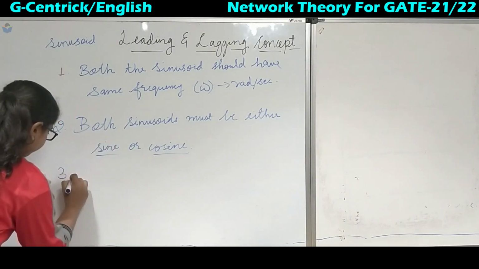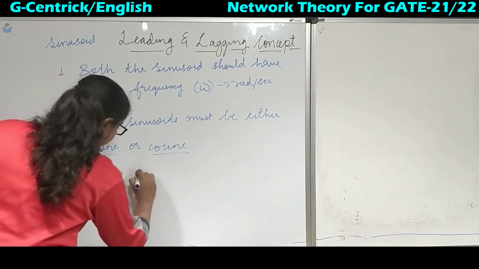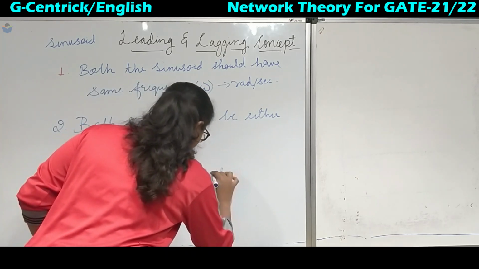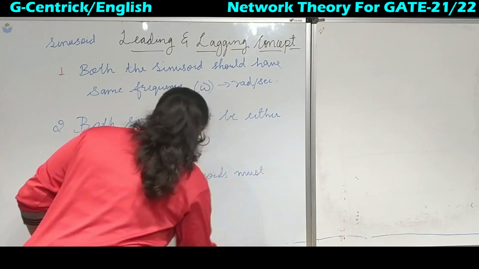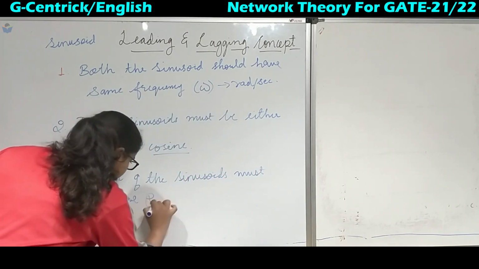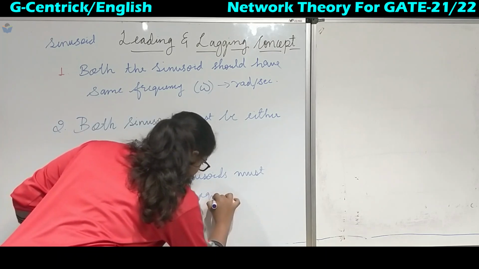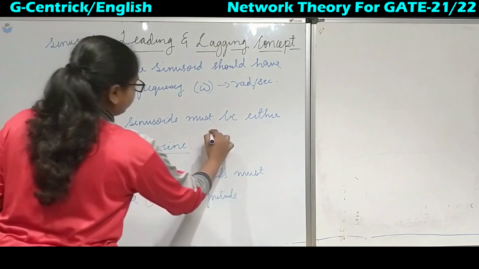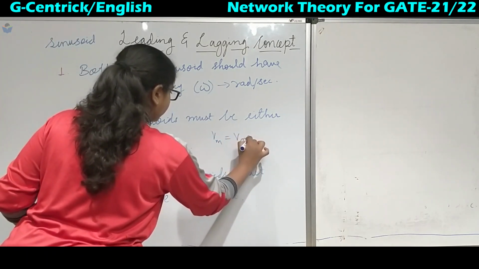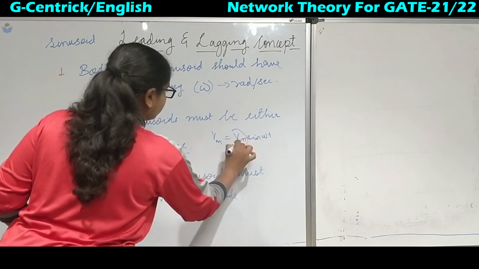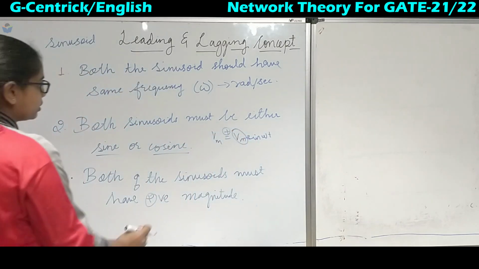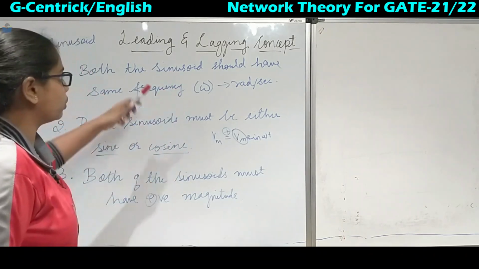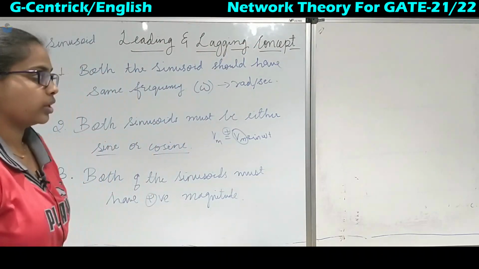The third rule is that both of the sinusoids must have positive magnitude. Suppose you have V equal to Vm sin omega t, so this Vm value must always be positive. If the signals do not satisfy any of these three rules, then this concept fails and we cannot apply it.